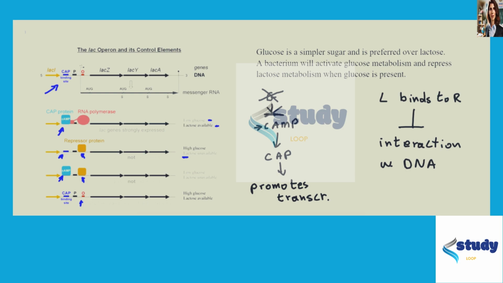Choice C, lactose acts as an inducer of the lac operon when glucose is absent. That is correct. That is what we described. Choice D, lactose acts as an inducer of the lac operon when glucose is present. That's the same thing as B, so that's incorrect. So choice C is correct.